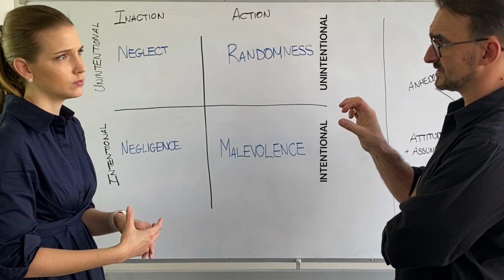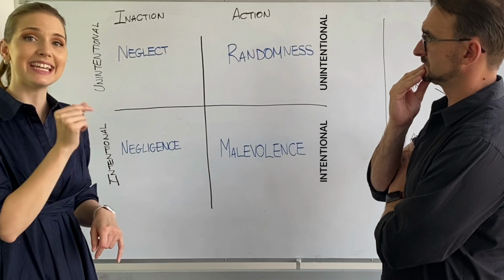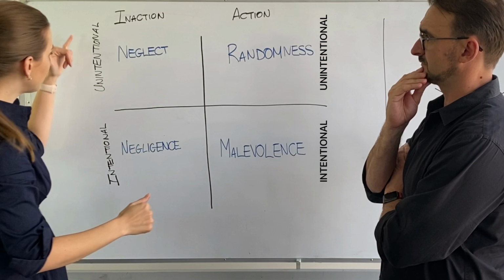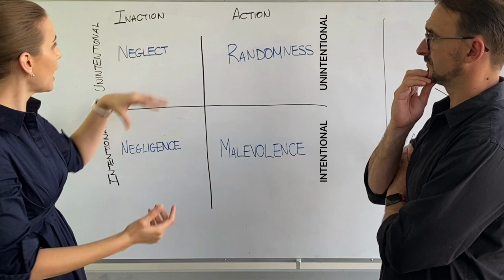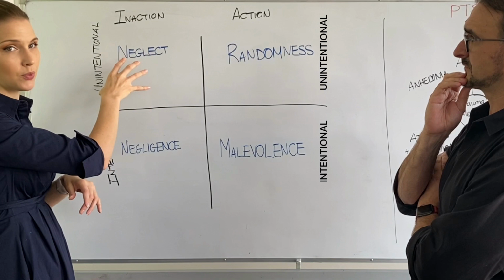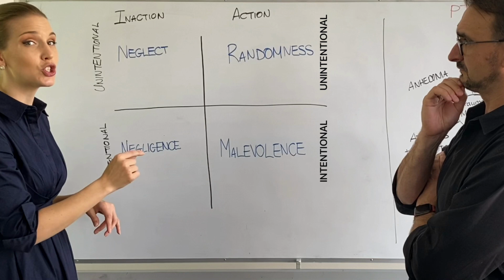So from this matrix, we've got either inaction, so something didn't happen that should have, or there was action, something happened that shouldn't have happened. And then we've got it against unintentional, so they didn't mean it, or intentional, it was deliberate, right? So what happens if something didn't happen, but we didn't know that it was supposed to happen, we get neglect. Whereas if something didn't happen, but it was deliberate, we knew that something should have happened and we chose not to, then that's negligence.